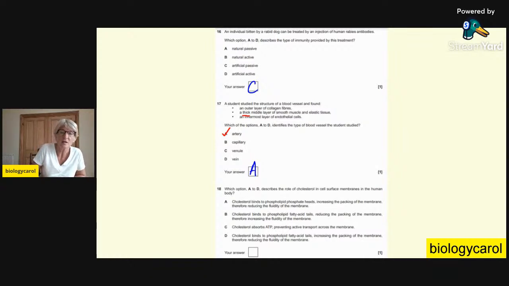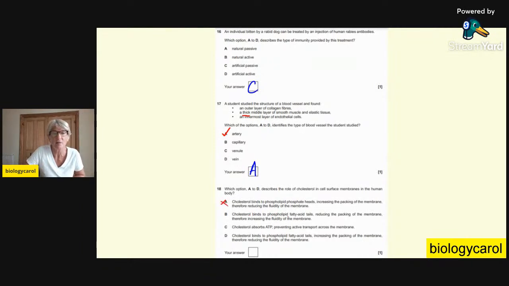Cholesterol binds to the phospholipid phosphate heads, increasing the packing of the membrane, therefore reducing the fluidity of the membrane. Well, that's not strictly true. You're far more likely to be taught that cholesterol binds to the fatty acids, because cholesterol is lipid soluble just like those fatty acids, and therefore it binds by hydrophobic interactions. So I don't think this one is right.